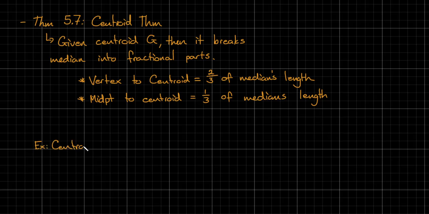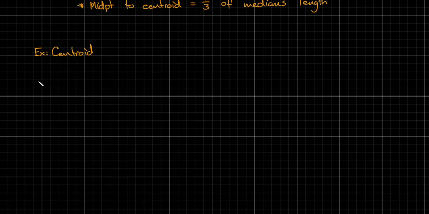Centroid. What I want us to do is find a segment for some specific triangle. I'm just going to assume that the point we're given is the centroid. I'm only going to draw one median just to make this problem go a little bit quicker. Let's draw a triangle. It doesn't have to be perfect.